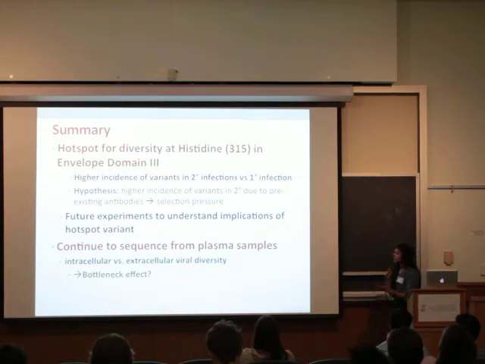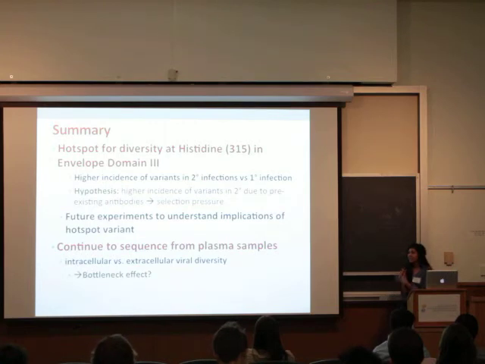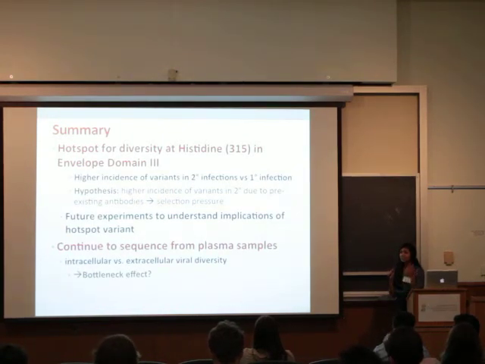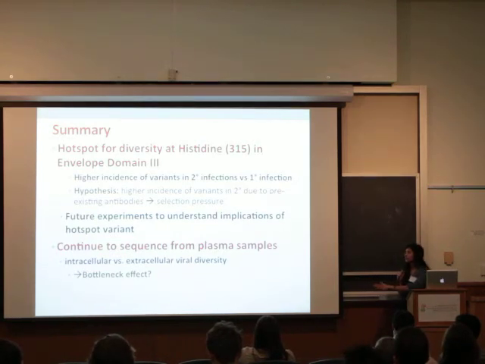We also saw a higher incidence of variants in secondary infections as opposed to primary infections. Our hypothesis for this is that secondary infections naturally have higher pre-existing antibodies that exert a particular selection pressure that might cause this mutant virus to be more prevalent. Of course, we need future experiments to validate our hypothesis.